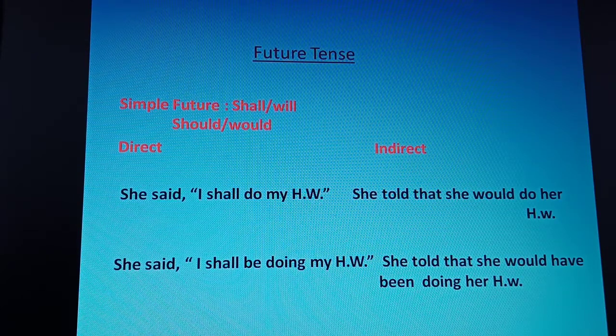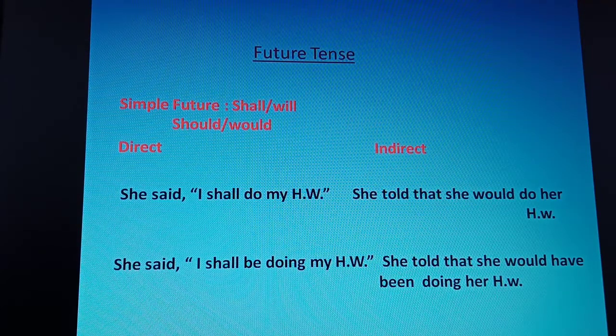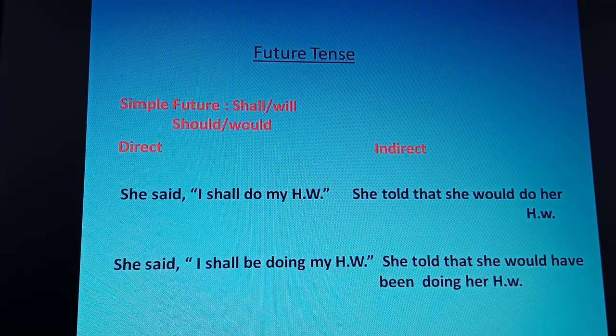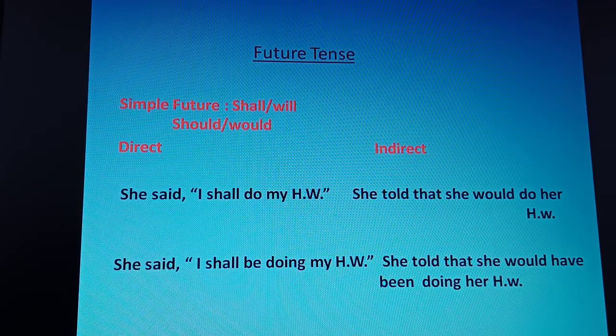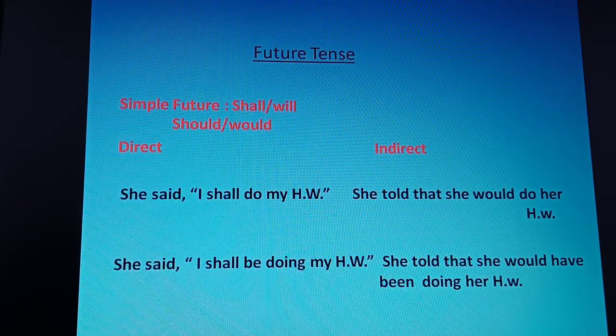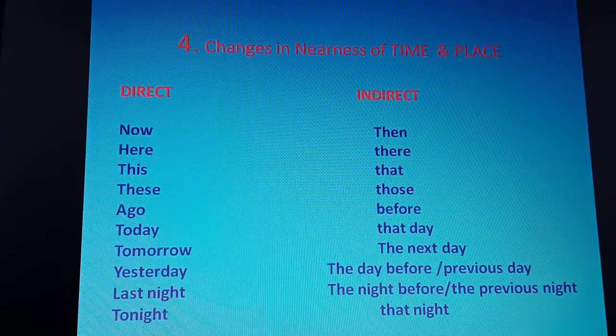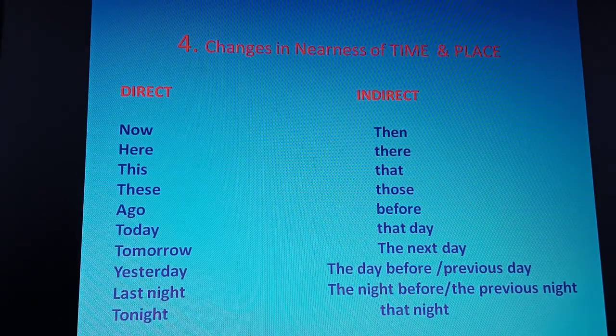Okay. Again, you see, my friend said, we shall be going to Mumbai tomorrow. Indirect speech would be, my friend told that they would have been going to Mumbai the next day. Continuation. That is the third rule, okay? Changes taking place in the tenses is the third rule.